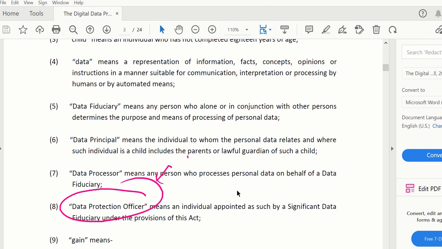So who would be the single point of contact for the data subject related to their queries, when the individual wants to use their rights? The data protection officer should be appointed by the organization.